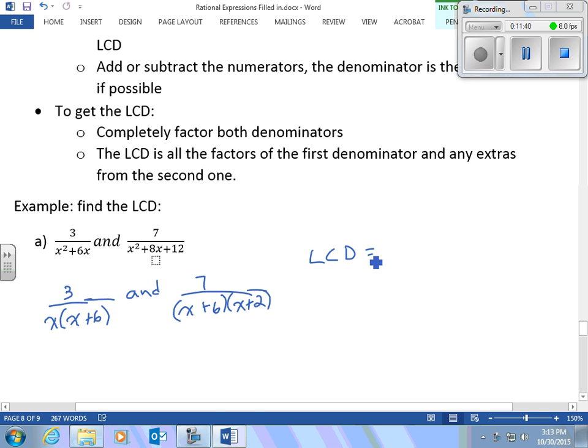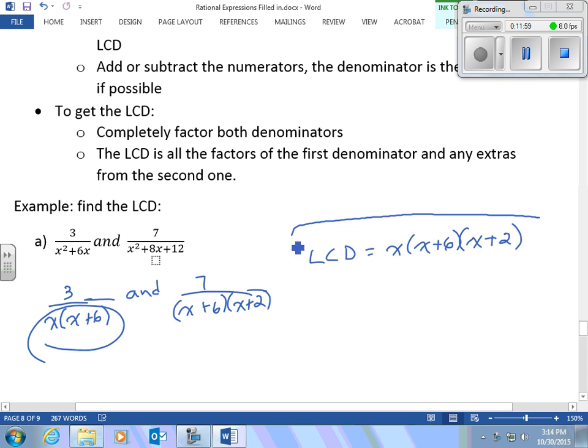Okay, so our lowest common denominator is all of the factors of the first fraction. So that's our x and our x plus 6. And then any extras, any new ones. So the x plus 6 we've already taken care of, but the x plus 2 is the extra one. Okay, so that's the lowest common denominator for those two rational expressions.